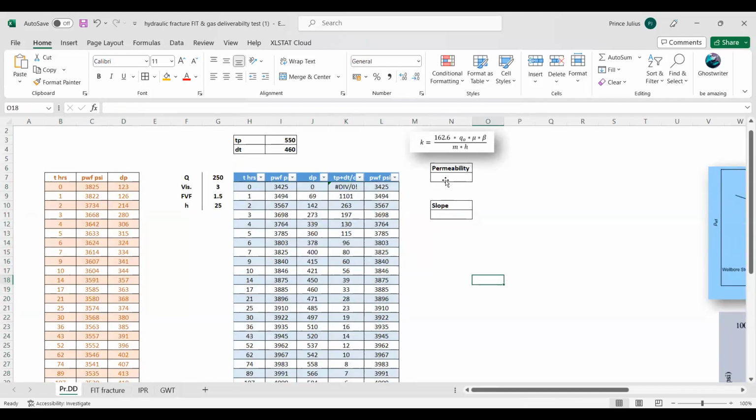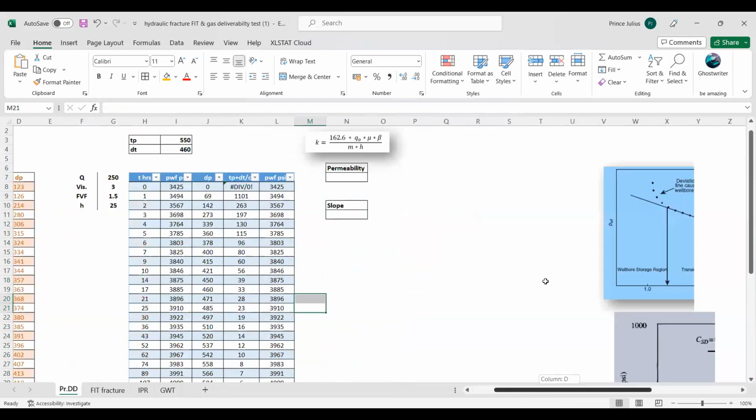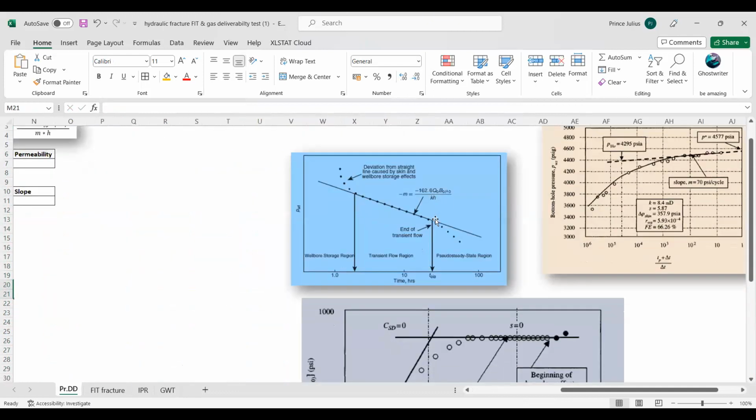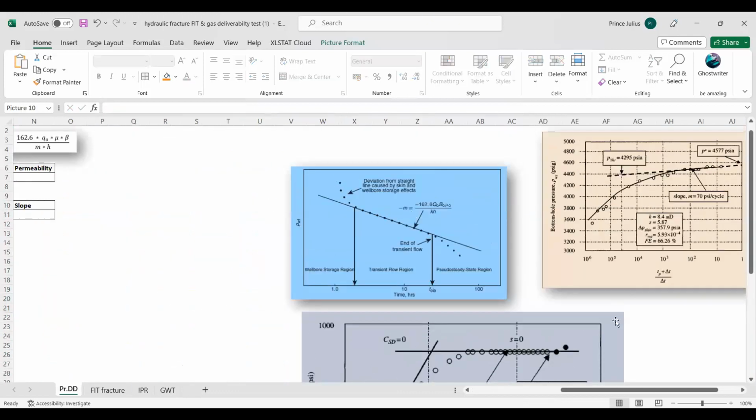So we can get the value of permeability also. Let us see first of all what are the graphs that we are going to generate. So we are going to generate three graphs. One is this, and this.